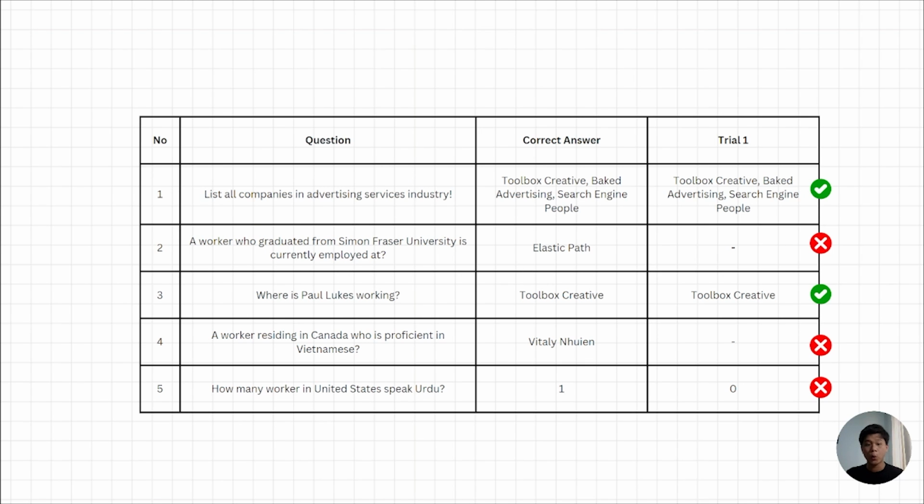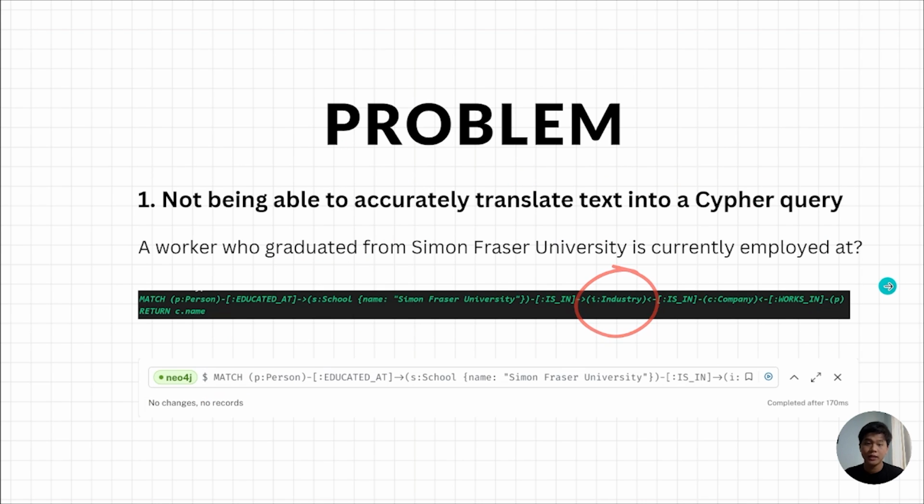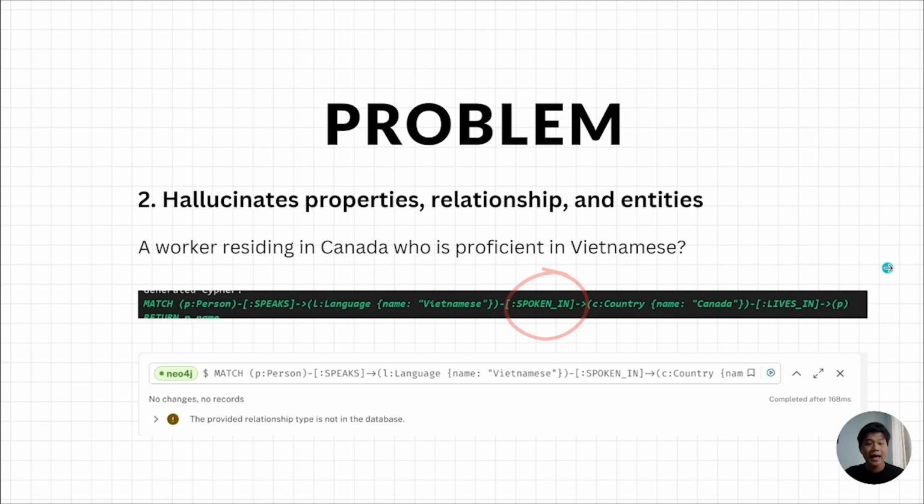Now, let's do a quick recap of the results that we have got before. In here, we have 2 correct answers and 3 false answers from the LLM, right? And from this result, we can identify some problems. The first one is not being able to accurately translate text into a Cypher query. And the second one is hallucinating properties, relationships, and entities. This one is one of the biggest problems of LLMs in generating Cypher queries.